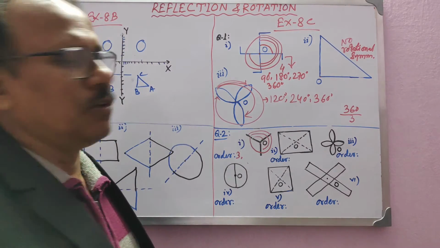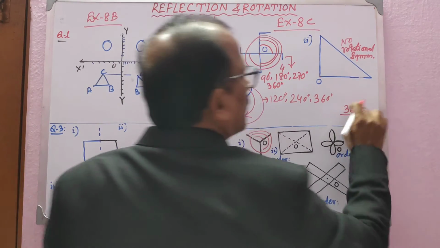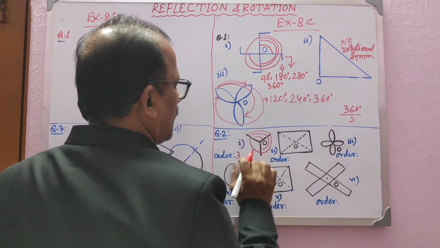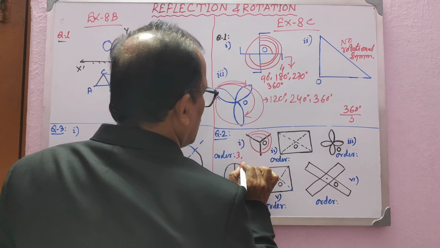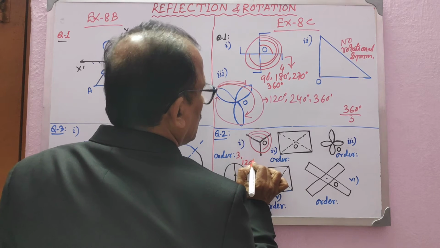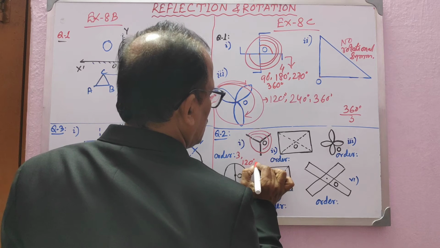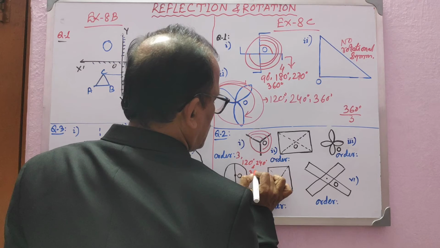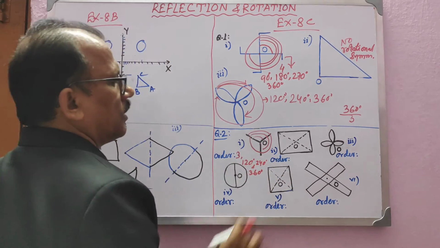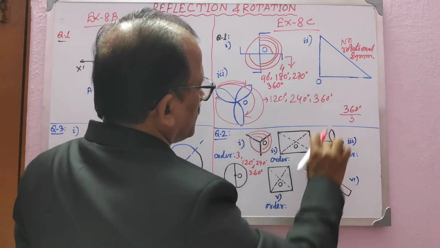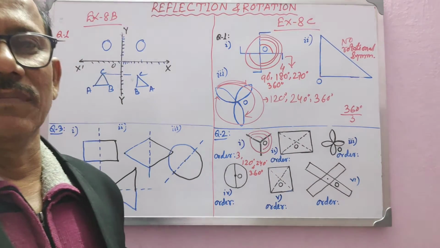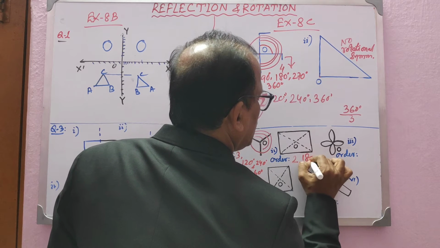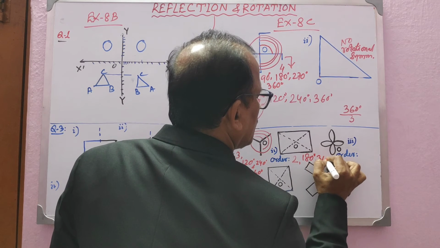So how will you find each angle? 360 divided by the number of turns. So the angles will be 120 degrees, 240 degrees, and 360 degrees. This order 3 will follow. In this case, if you rotate, yes, it will have rotational symmetry, but it will have order 2 only. That will be 180 degrees and 360 degrees.